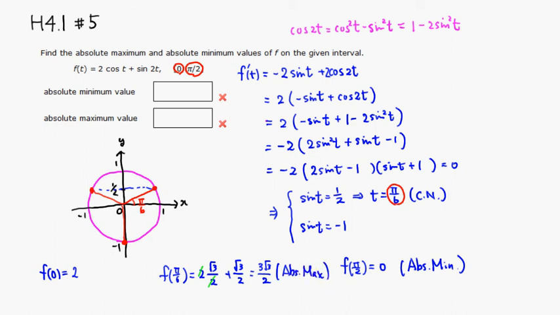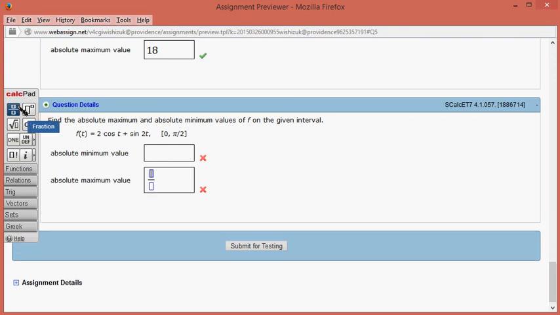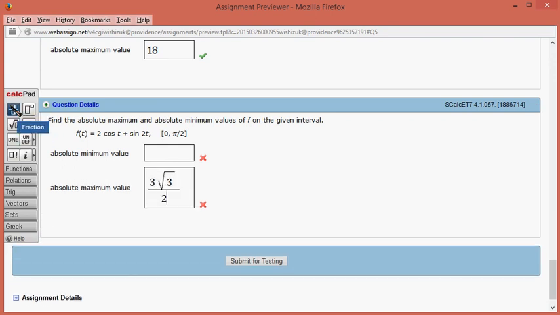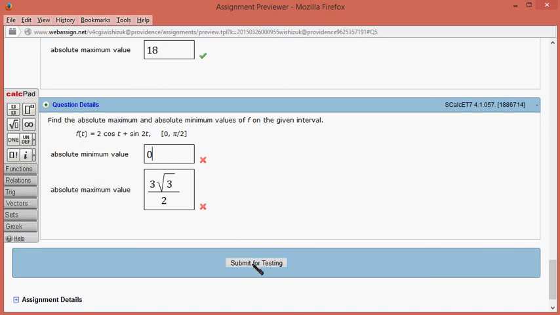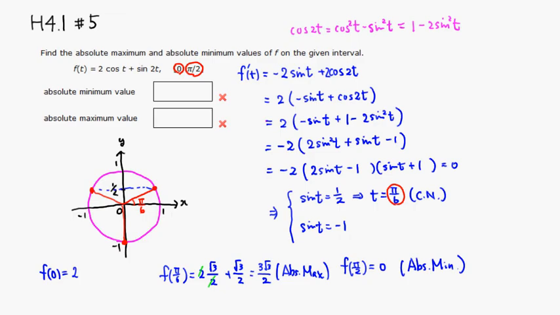So let's type it in. The absolute max is 3 square root of 3 over 2, and the absolute minimum would be 0. Let's submit for testing. It came back, and it looks like we got this one correct. That's it. I hope that this was clear.